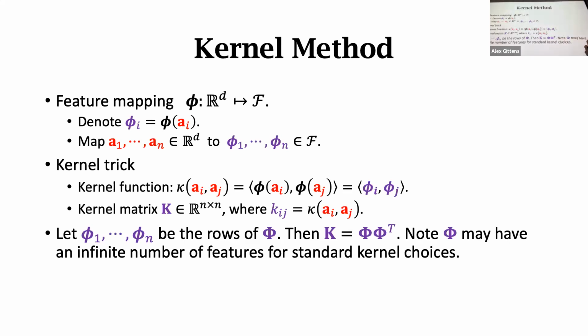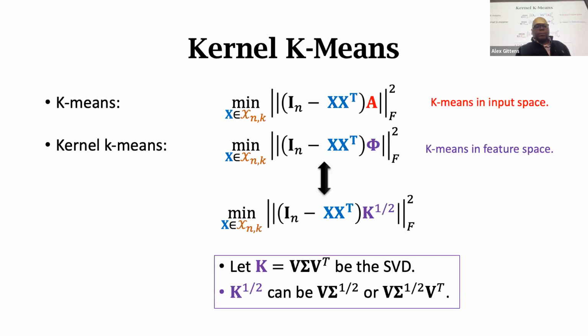The important thing to note is that for standard kernel choices, so this kernel function here, this actually has an infinite number of features. So we can't work directly with this matrix. So instead, what we do for kernel k-means, we'd like to cluster on these nonlinear features, but they may have an infinite number of columns. You can't really do that.